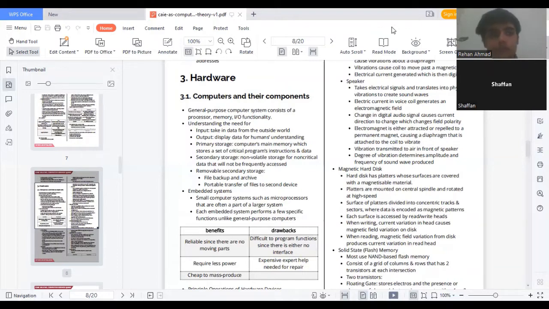For example, for the microphone, you need to understand that there is a diaphragm, there is a motor that rotates in the magnetic field that produces electrical current, and that electrical current is then converted into binary digits. That's the complete knowledge you need for the microphone, because going into detail is better for your knowledge, but not for the exam.